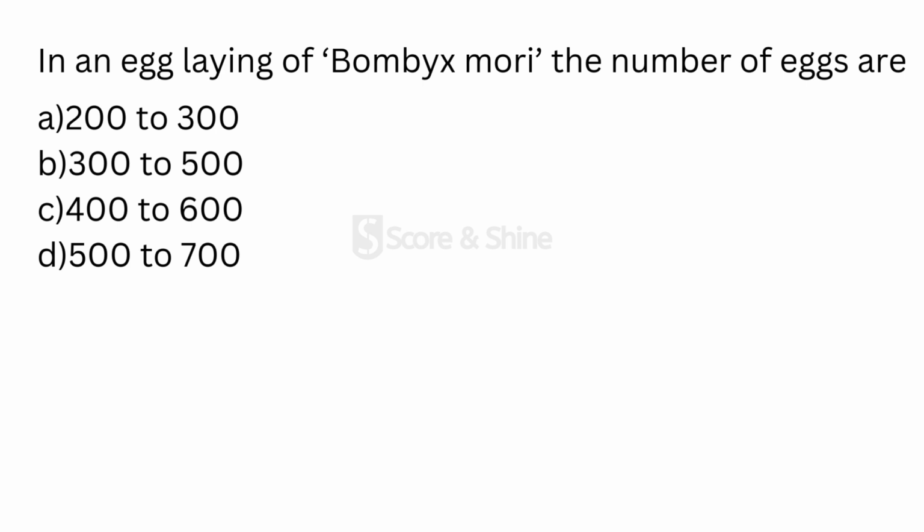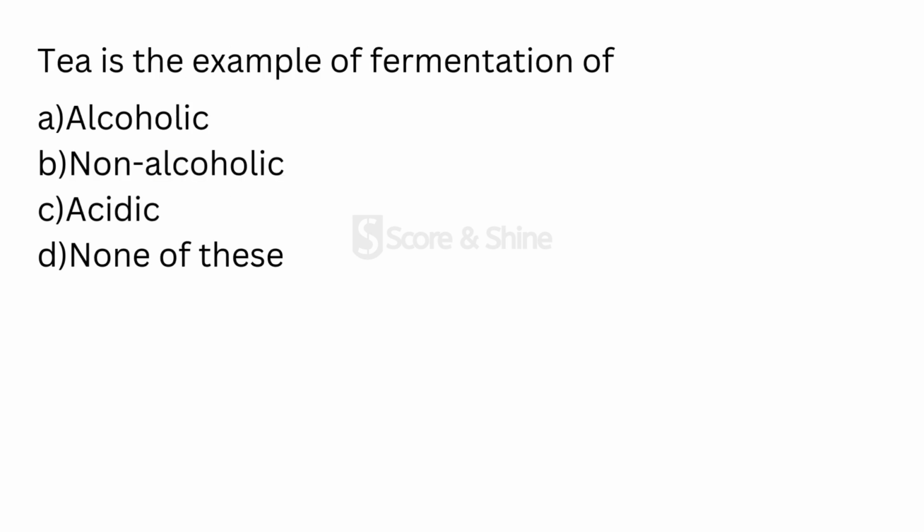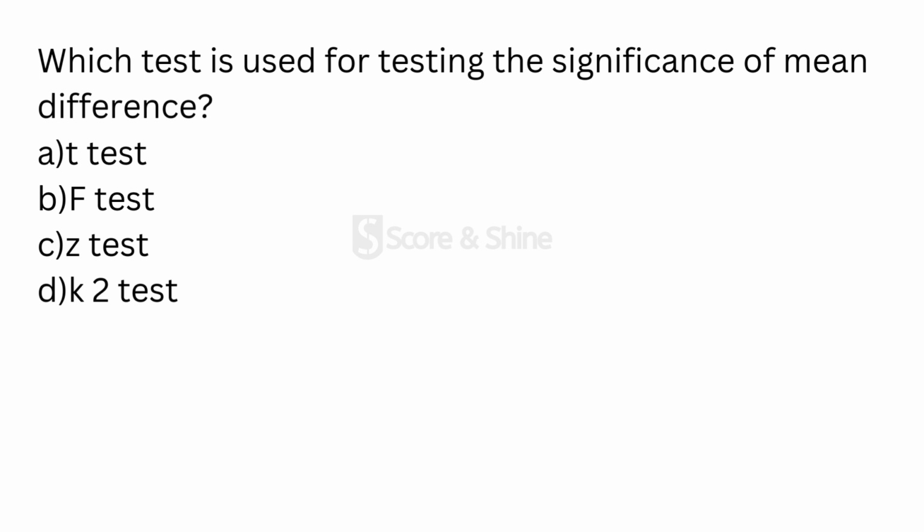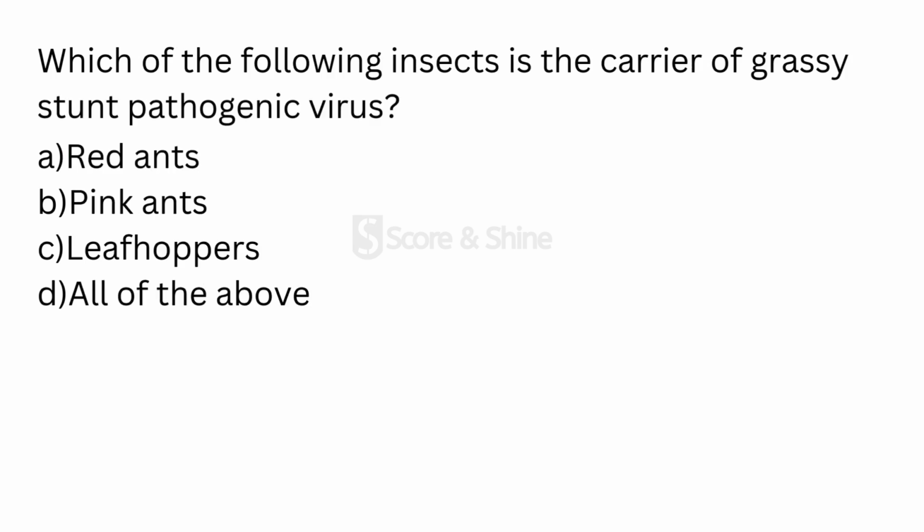And next, in an egg laying of Bombyx mori, the number of eggs are. So it is 300 to 500 eggs. And next, tea is the example of fermentation of. So it is the non-alcoholic fermentation. And next, which test is used for testing the significance of mean difference? And it is t-test. And next question, which of the following is the carrier of grassy stunt pathogenic virus? So the answer is leaf hoppers.